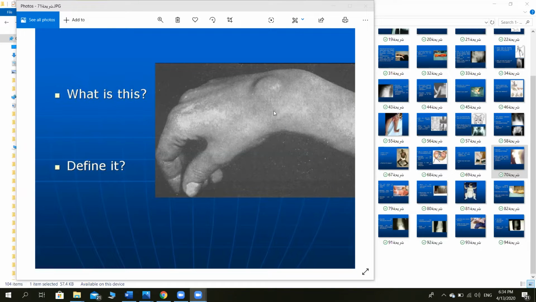The ganglion is a very common lump. It is not a tumor, it is just myxomatous degeneration of the tendon sheath. Most of the time it needs no treatment.